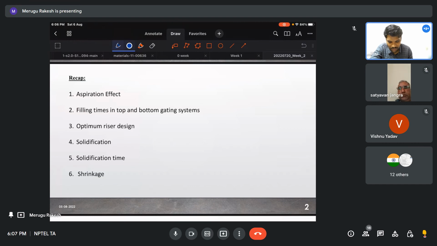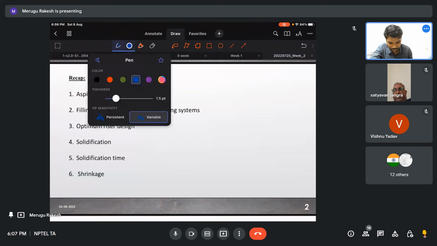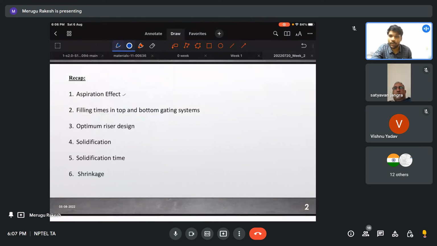Next one is filling time calculations in both top and bottom gating systems. Then the third one is the optimum riser design. In the lecture, only the side riser was calculated, not the top riser. We have two types, top and side, and the calculations done are for the side riser.